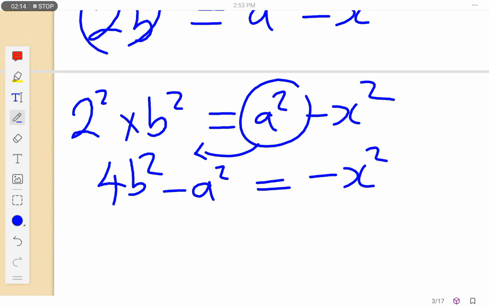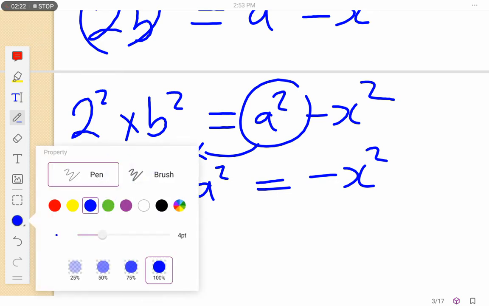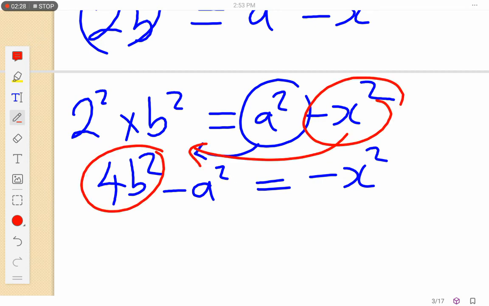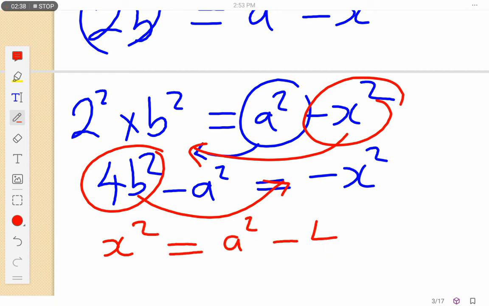I didn't want a minus there, so I think I'm going to rearrange. Let me just take the other way. I don't want to confuse you by dividing. So let me take this minus x squared to this side, and then I'll take 4b squared to this side. So I'll have x squared is equal to a squared minus 4b squared, like that. I hope I have not confused you.